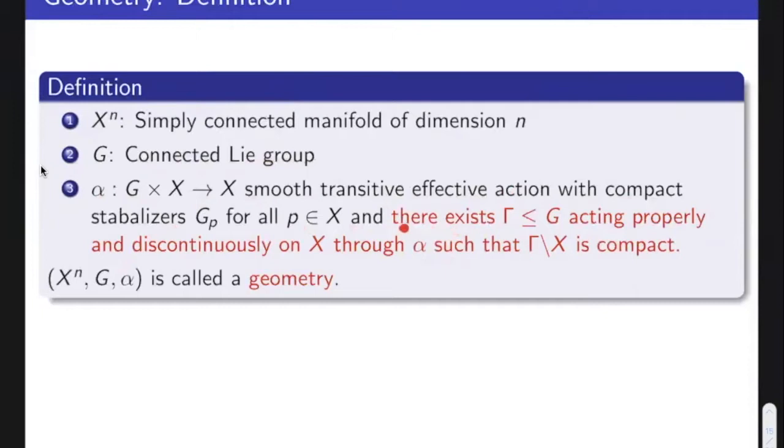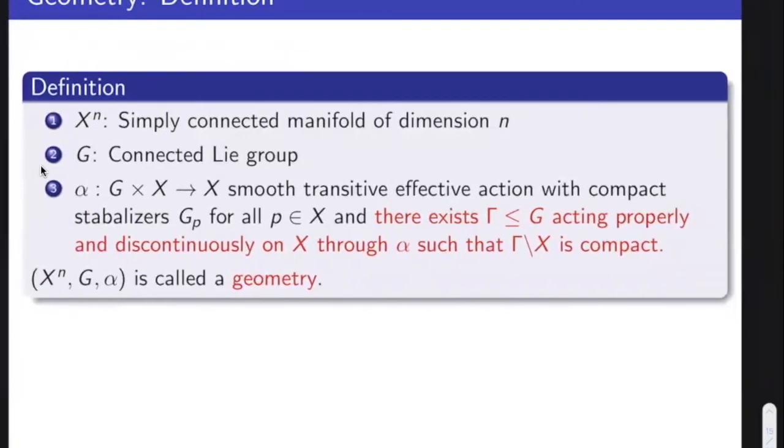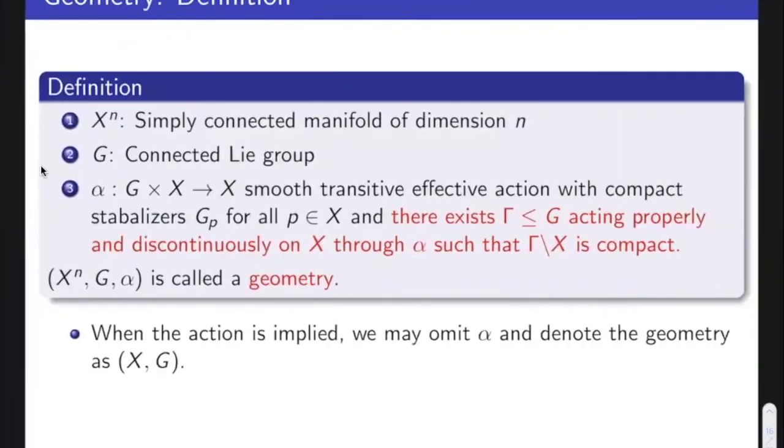So we want this action to satisfy a special property. We want a subgroup Gamma of G acting properly discontinuously on X such that X quotient Gamma is compact. In other words, X admits a compact quotient from this action. Then we call this triple a geometry. Any questions? Okay, so when the action is implied, we sometimes omit this alpha and just denote the geometry by (X, G).